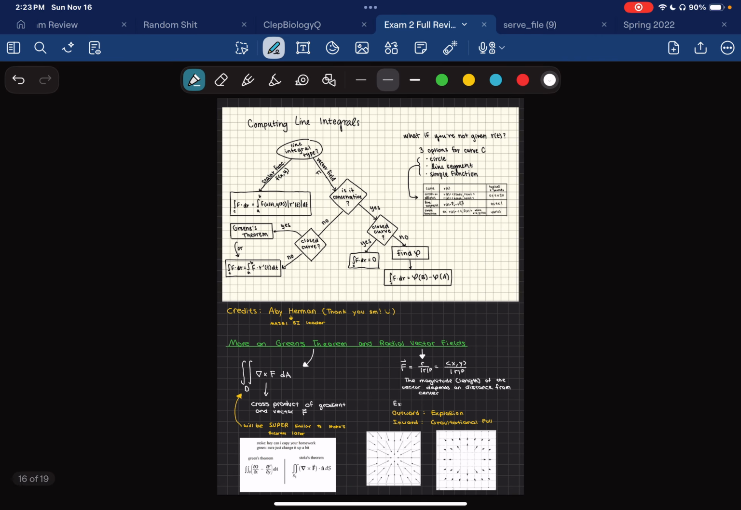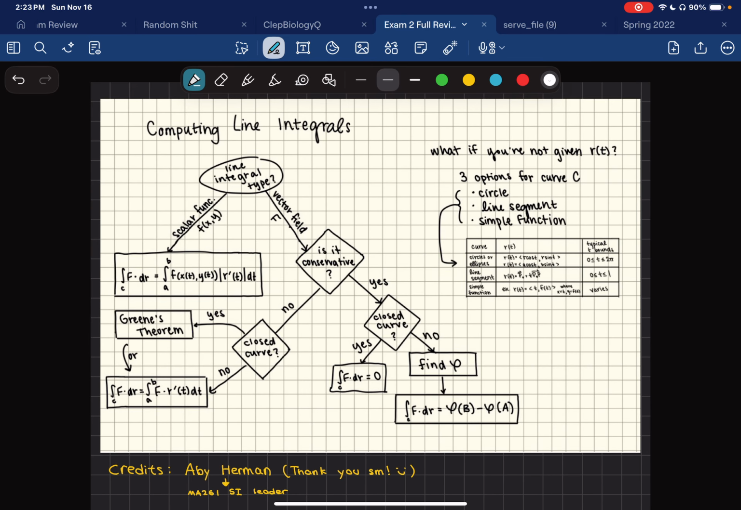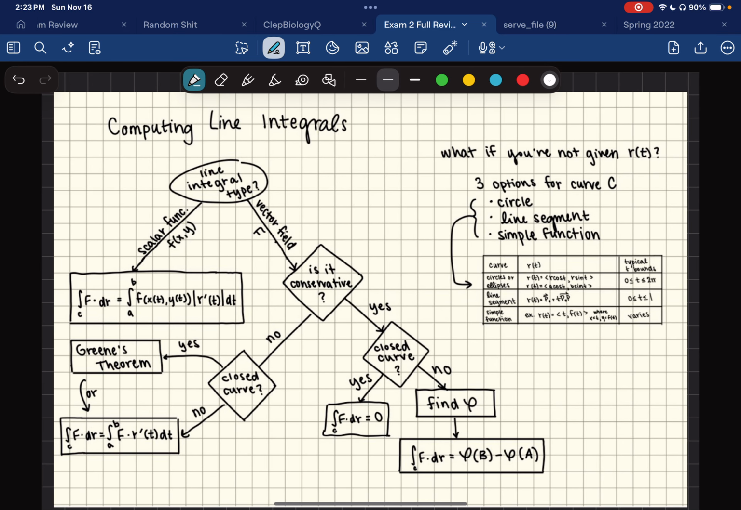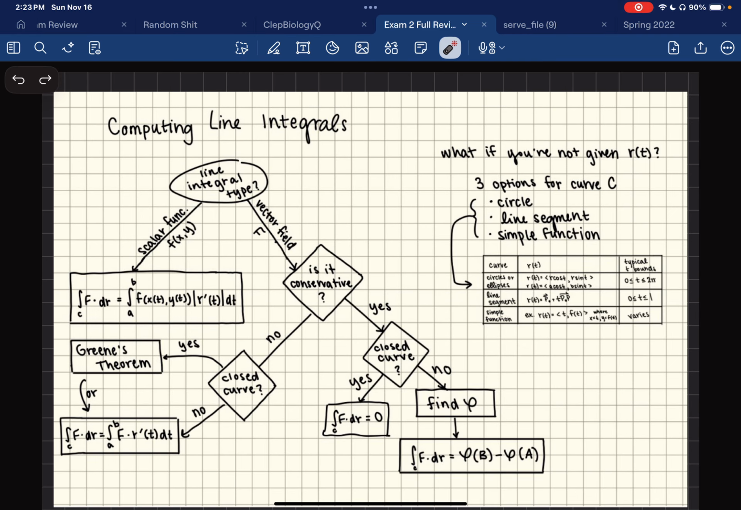Okay, I have to thank my supplemental instruction leader, Abby Herman, for donating this very good flow chart. These are how you compute line integrals. If you want to find your line integral, if it's a scalar function, you just go down this route. If it's a vector field, all of a sudden you have a lot more things to do.